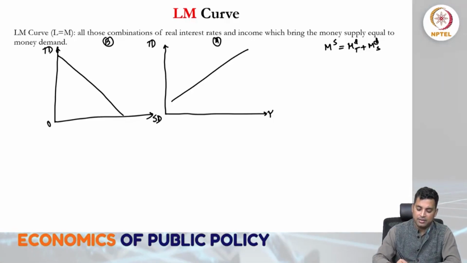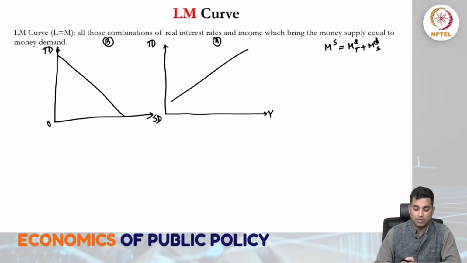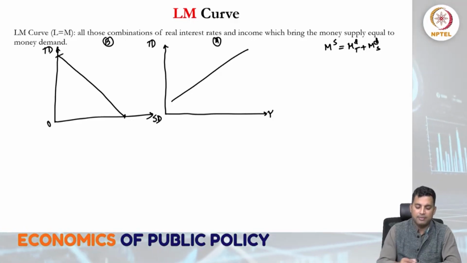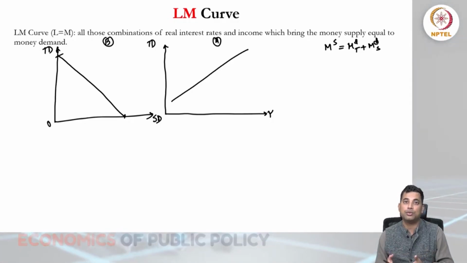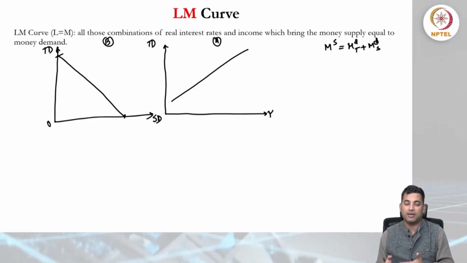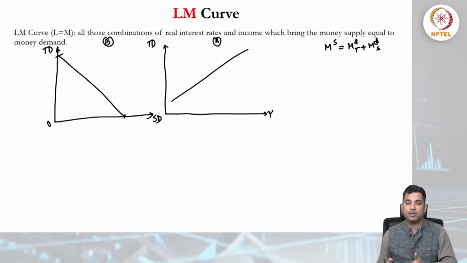That can be reflected with this particular straight line, which is downward sloping, and here we are saying that this is how the total money supply will be distributed between two prominent purposes. One is for the transaction and one is for the speculation.